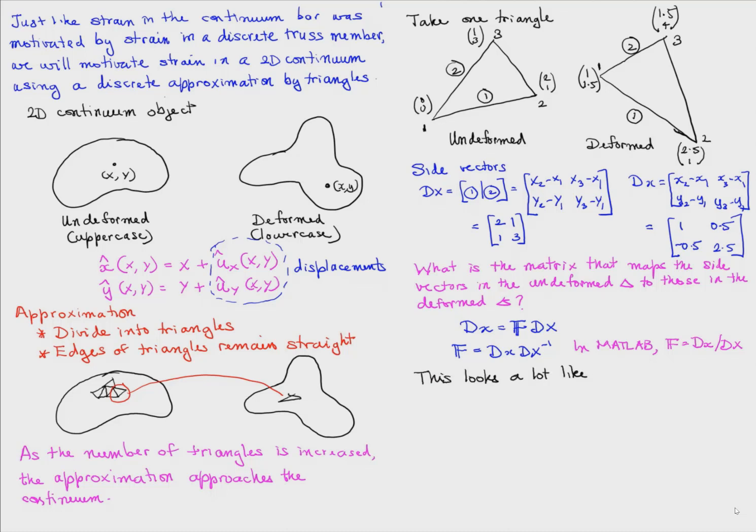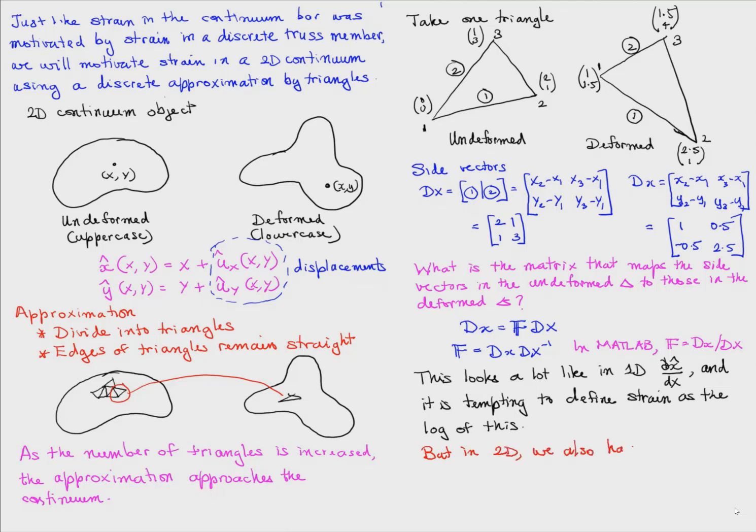So this dx by dx looks a lot like the dx hat by dx in the 1D bar, and it's very tempting to define the log of this quantity as strain. But in 2D, we also have to account for rotations. And we'll see how to do that in the next few videos. In the meanwhile, this matrix F is called the deformation gradient.